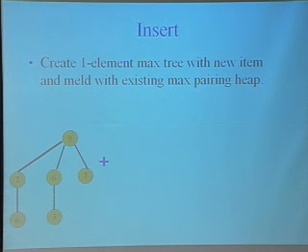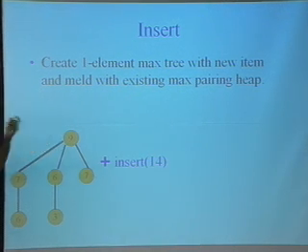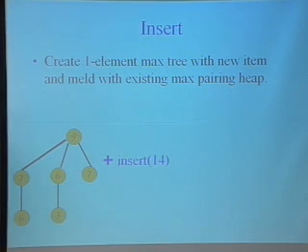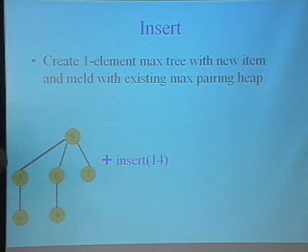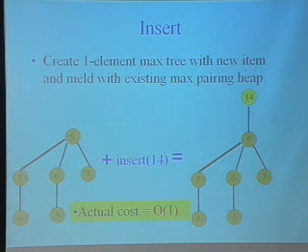Well, here's another example. This time I want to insert a 14. So I'll create a pairing heap with a single item 14, then compare link those 2 pairing heaps together. Since the 9 is smaller than the 14, the 9 will become the leftmost child of the 14. So again, order 1. All right, so the actual cost of an insert is order 1. Any questions about insert?